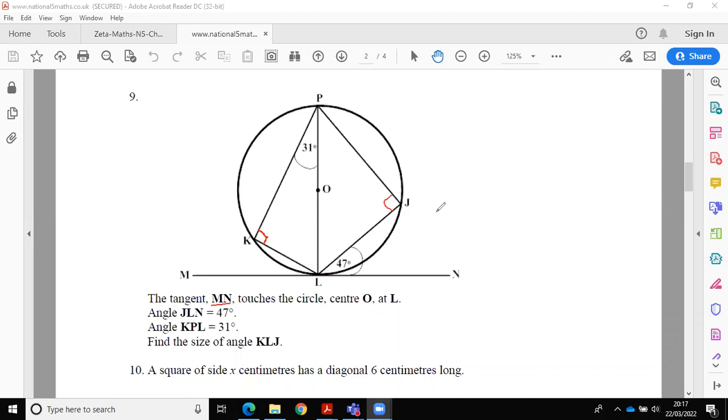Okay, what does that allow us to find? Well, it means we can find that angle in here. Mark with whatever you want. That angle in there is just going to be 90 minus 47. So it's going to be 43. So that angle in there is going to be 43 degrees. Is that right? Yep.